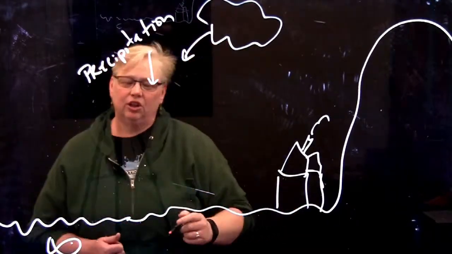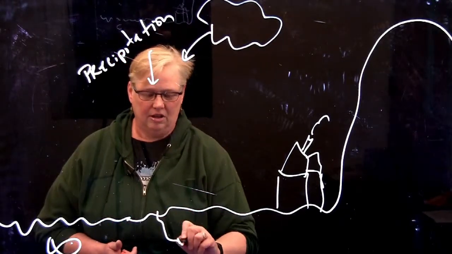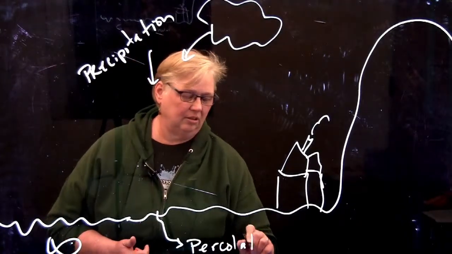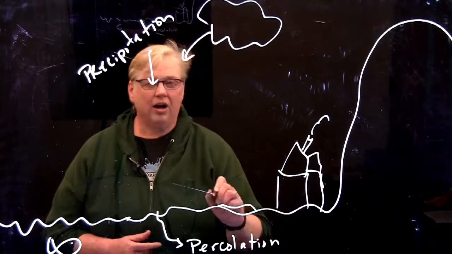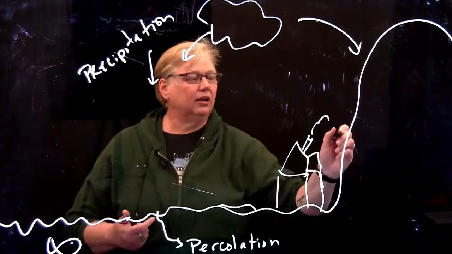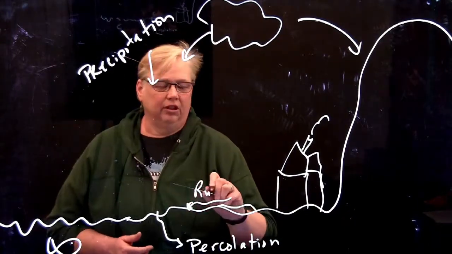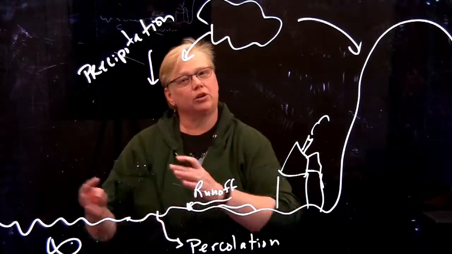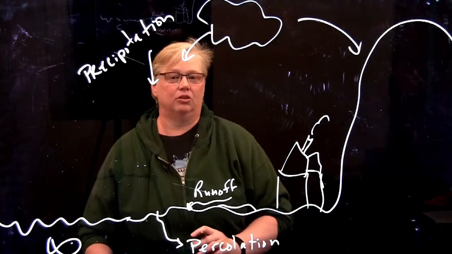Okay, when it lands on the earth, there's a couple things that can happen. It can either soak into the ground, that's called percolation, or it can just stay in ponds or rivers and streams. It can flow. It'll come down here, it'll flow. When it's flowing, it's called runoff. So the water will flow over the surface. All water is trying to get to the ocean. That's water's ultimate goal, is to make it back into the ocean.